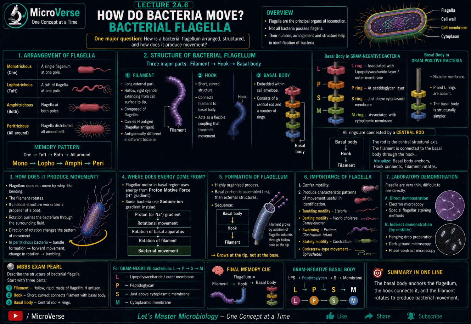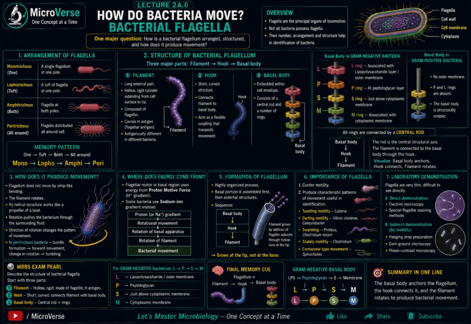The next point is importance of flagella. Flagella are important because they confer motility and produce characteristic patterns of movement. The movement patterns may assist in bacterial identification. For example, tumbling motility, which is seen in Listeria. Then darting motility, seen in Vibrio cholerae and Campylobacter. Then swarming motility, seen in Proteus and Clostridium tetani. Then the stately motility, seen in Clostridium. Then corkscrew type of movement, seen in spirochetes.